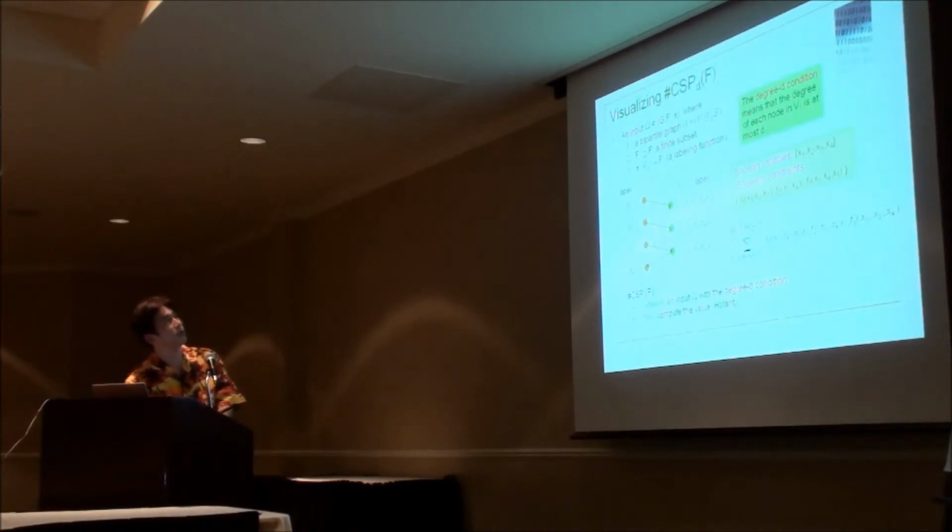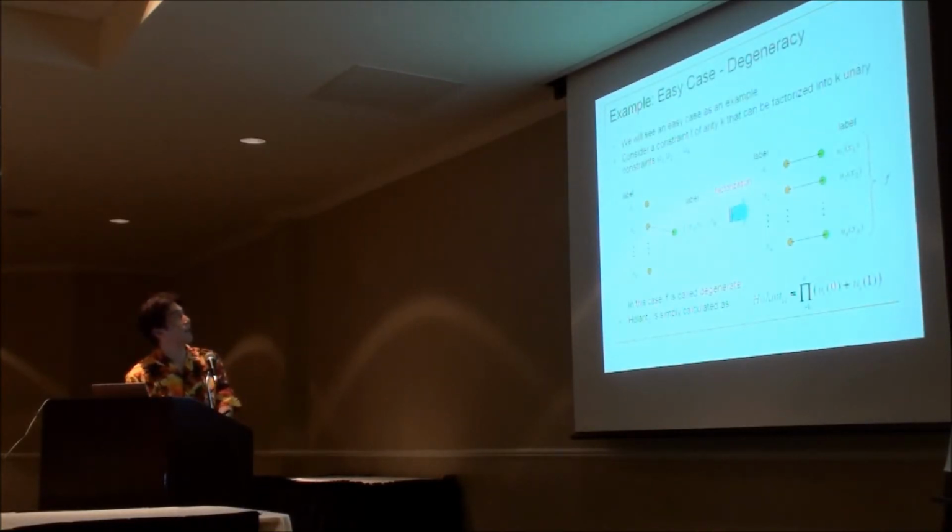And now the degree condition can be rephrased in the following way. We take a look at the left-hand side of this graph, where each vertex has a degree. The maximum degree that appears on the left-hand side of this graph is upper bounded by D. So that's the degree condition.